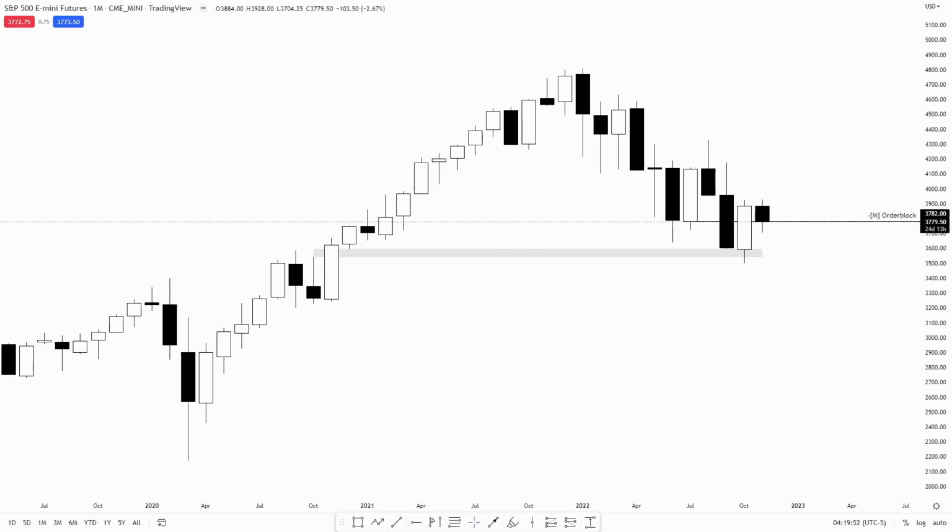We're on the monthly time frame as usual, and we're looking at the S&P 500 E-mini futures chart. On the monthly time frame, you can see we are still rejecting this bullish order block plus this imbalance here, and we can see the last monthly candle closed bullish, stayed above it, and now the month opened quite bearish.